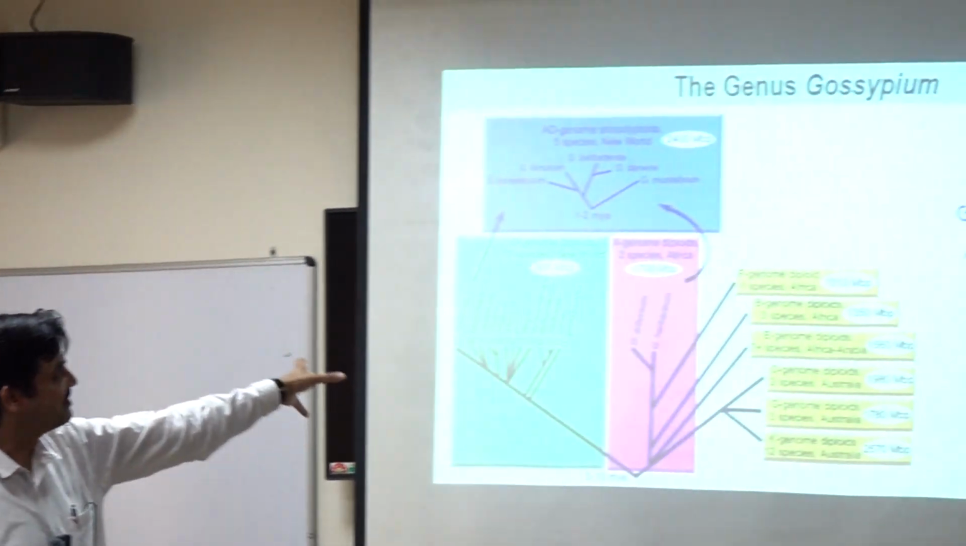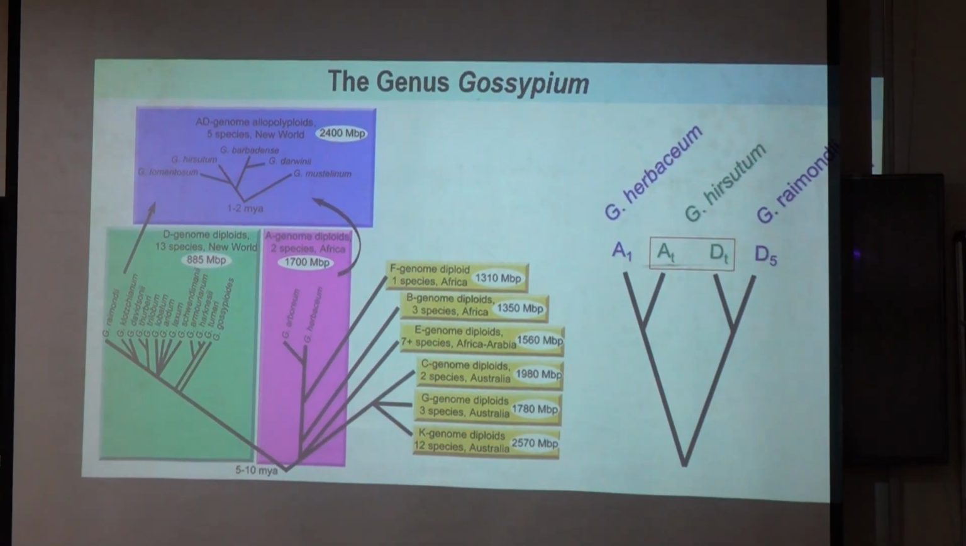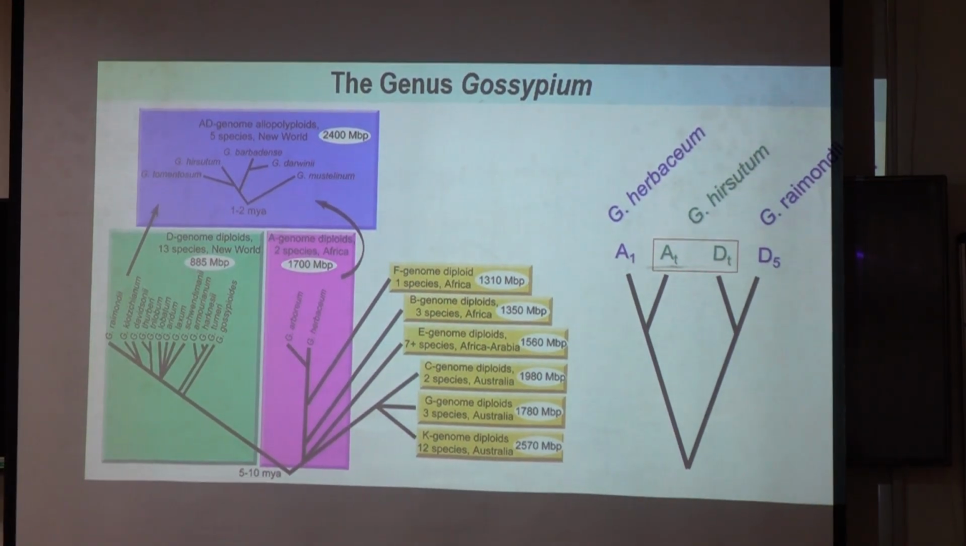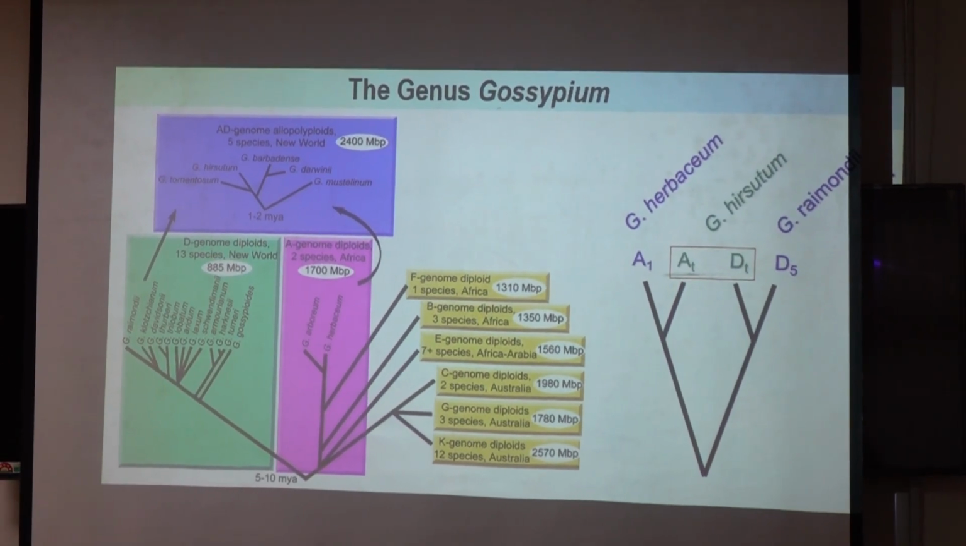The green box is D, the purple box is A. They merge, and then there are more species. They merged together 1 to 2 million years back, and the first product that was made now diversified into 5 different species, 1 to 2 million years back.